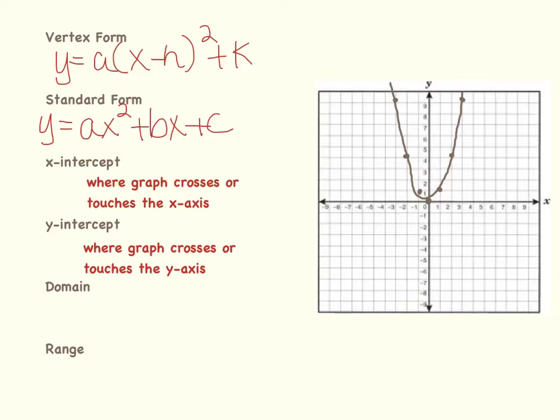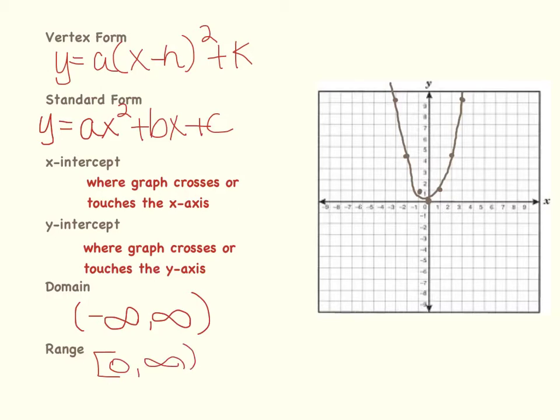Hopefully you all remember the domain for a quadratic parent function, and that domain is from negative infinity to positive infinity. And remember, no matter how we translate this graph, whether we shift it left, right, or up, down, the domain will never change. The range for this function is from 0 to infinity.